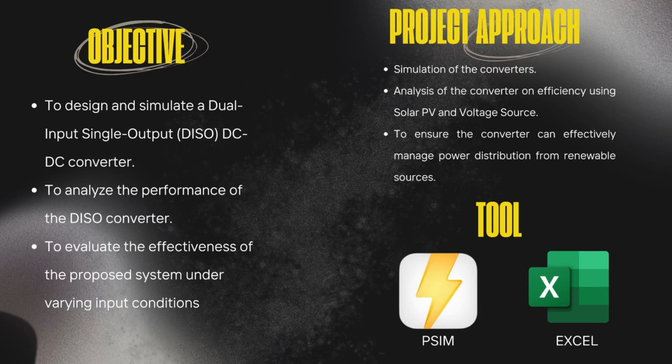The project approach: the first one is simulation of the converters, and then the second one is analysis of the converter on efficiency using solar PV and voltage source. The third one is to ensure the converter can effectively manage power distribution from renewable source. There are two tools that we use, which is PSIM and also Excel.